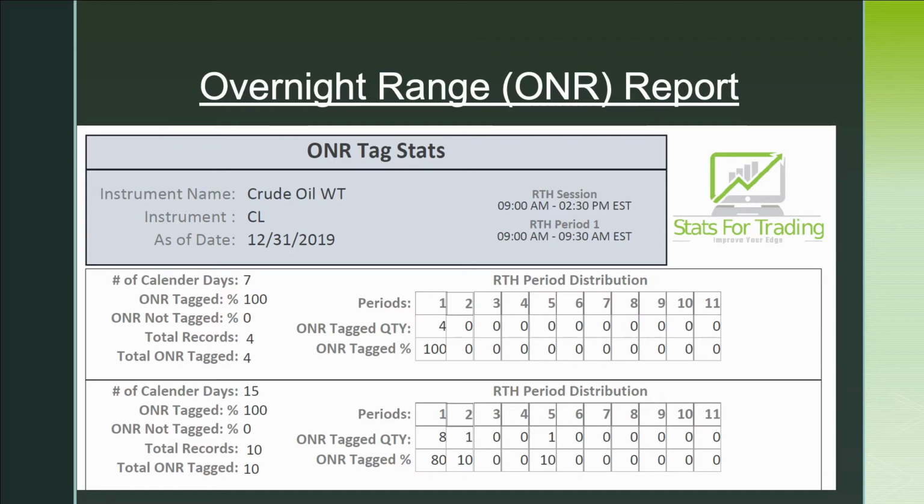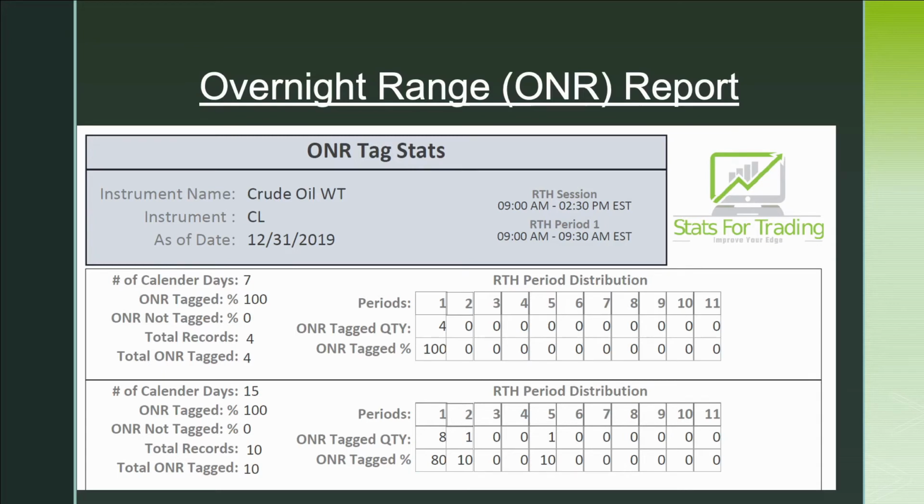So let's take a look at our RTH period distribution box. So period 1 would be the first half hour. As we do here at statsfortrading.com, all our periods are broken into 30-minute periods. So period 1 would be 9 to 9:30. Period 11 there would be 2 to 2:30. So we divide what some would call the pit session into 30-minute periods.